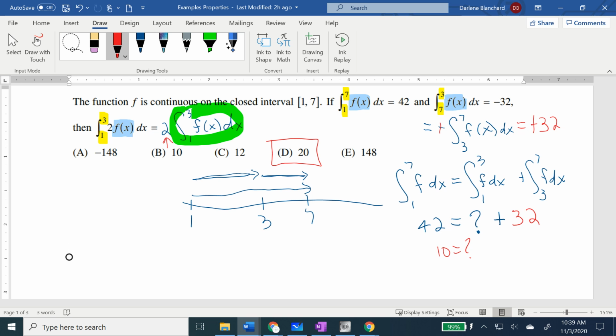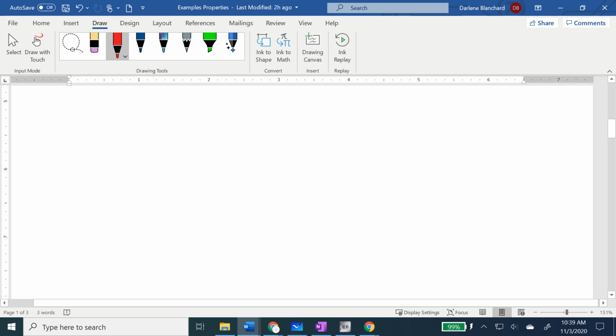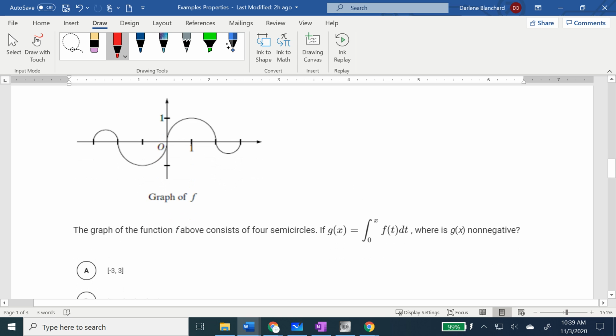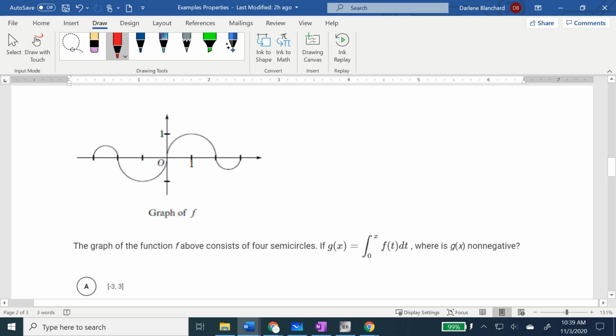Okay, let's look at another one. And I am recording this so you can look at it later. This one's a tough one. Okay, I'll walk through it quickly. Okay, let's go a little bit quickly.